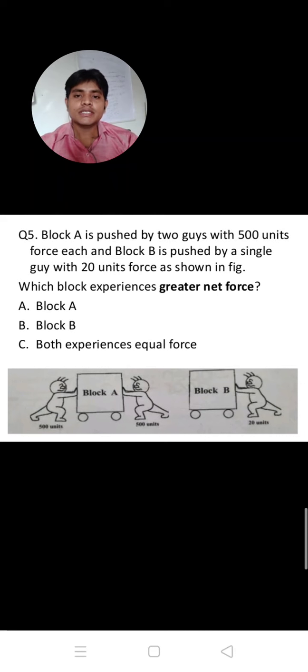Then your answer is block B. Okay dear student, because in block A, 500 unit and 500 unit force apply in opposite directions, so the resultant force is 0. Then greater net force applies on block B.